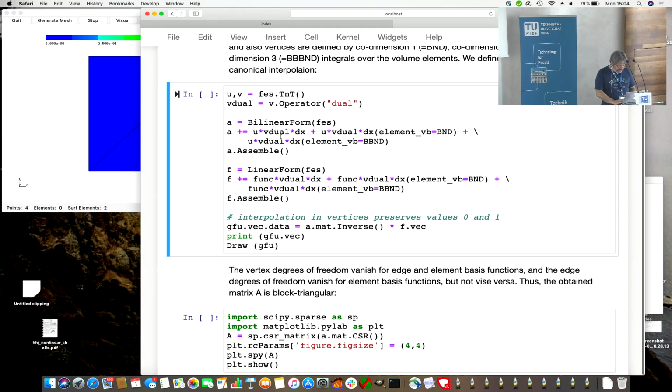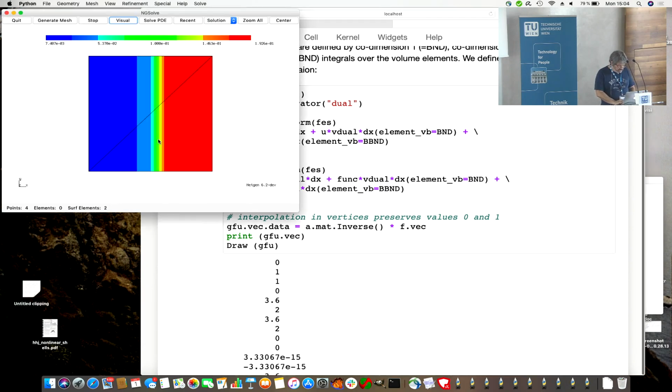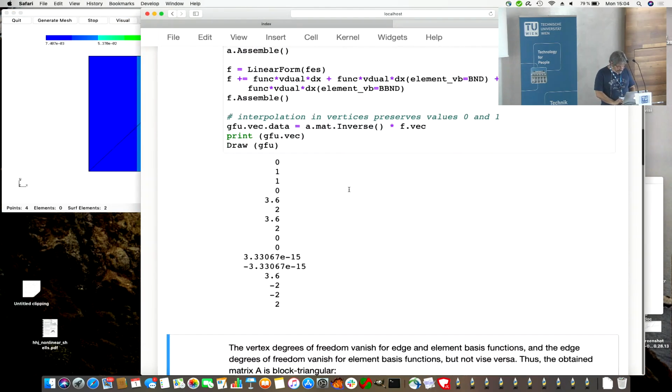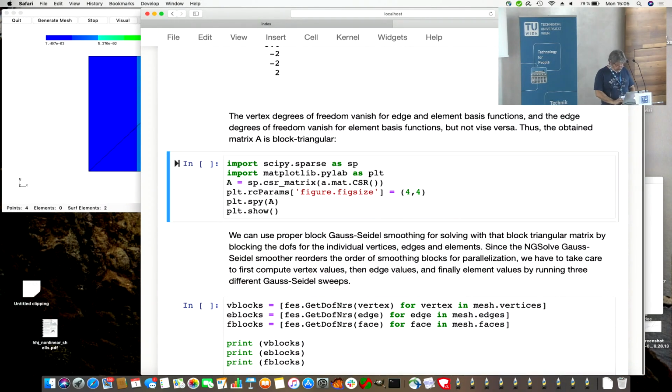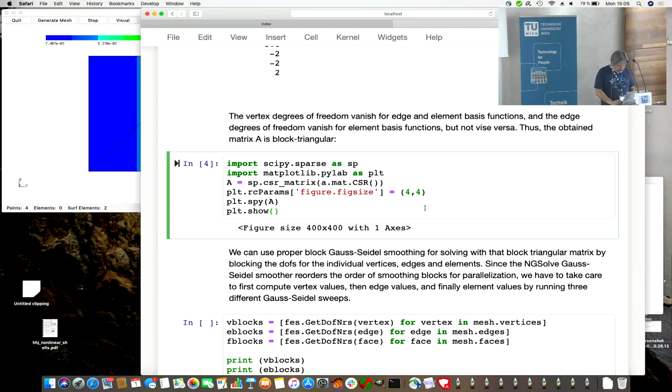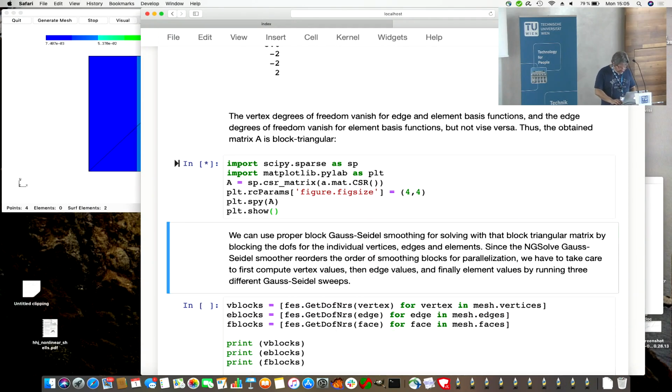Okay, by this we can set up a variational problem, a matrix, a right-hand side, solve it. A picture, it looks similar. If we look at the values, now the vertex values are exactly 0 or 1. So we are interpolating in the vertices exactly. Okay. But the evaluation of this was now expensive. We were setting up a problem, inverting the matrix, but it's too expensive. I have to evaluate it twice to get the picture.